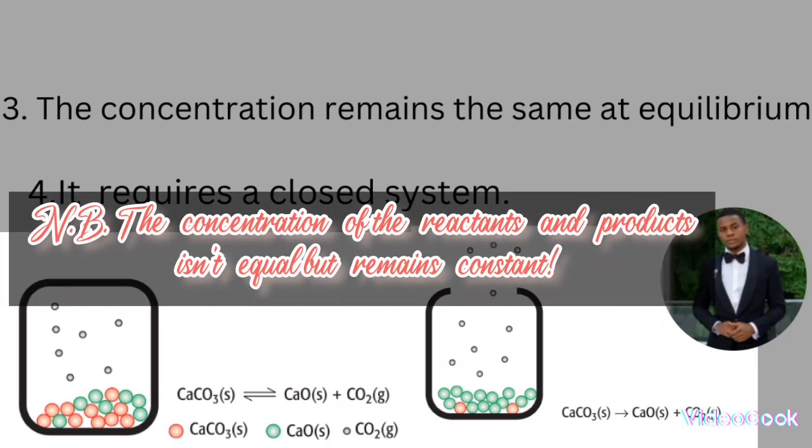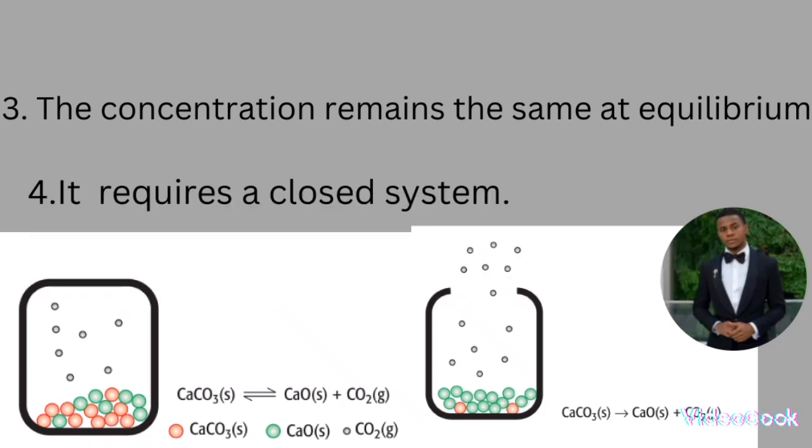Now, the third thing is that the concentration of the reactants and the products remain constant at equilibrium. Now, due to the fact that the rate of forward reaction is equal to the rate of backward reaction, the number of particles of each substance remains the same. So that's the reason why their concentrations are constant.